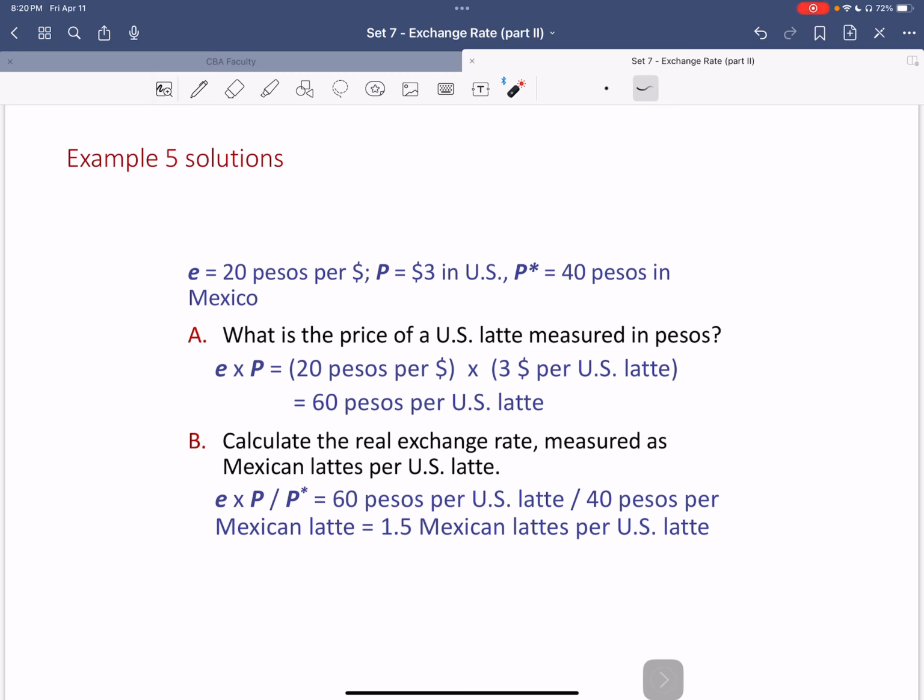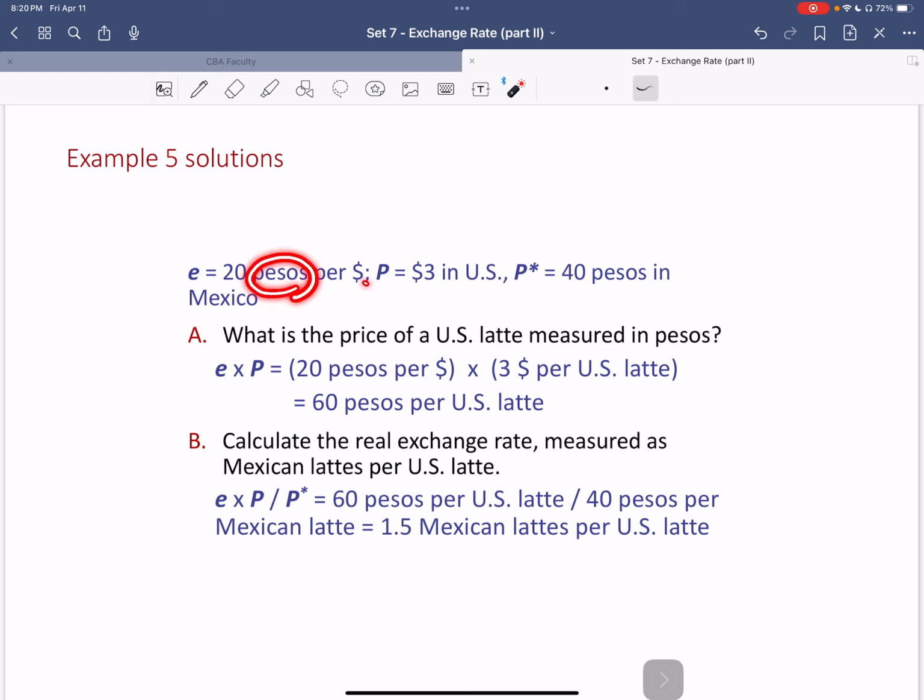Nominal exchange rate 20 times $3 per US latte divided by 40 pesos per Mexican latte. Okay, and it will be 60 from here over 40, and that will be 1.5 Mexican latte per US latte. So I can exchange, in non-technical terms, one US latte with 1.5 Mexican latte. See? So the real exchange rate is in terms of the goods and services.